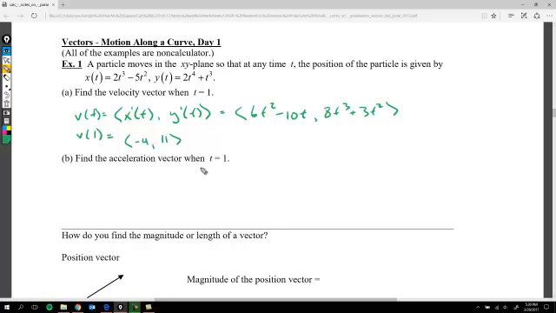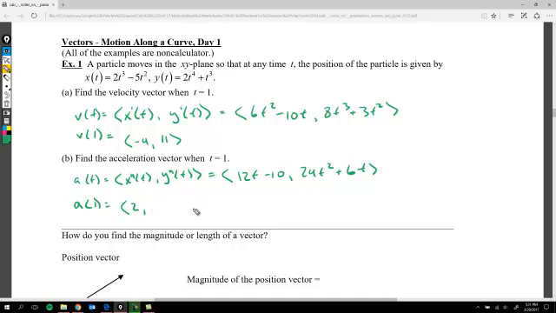Then they want me to find the acceleration vector when t equals 1. So I have to take the derivative again, one more time. We get 12t minus 10 and 24t squared plus 6t. Now I'm going to plug in 1 once more. I get 12 minus 10, which is 2, and 24 plus 6, which is 30. And I'm done. This is my answer.